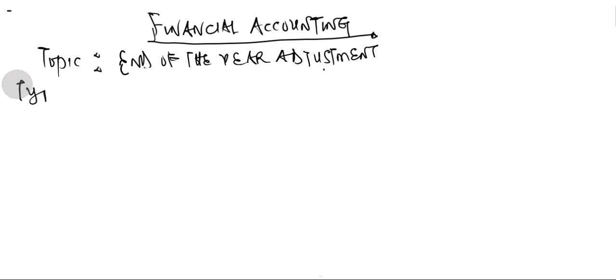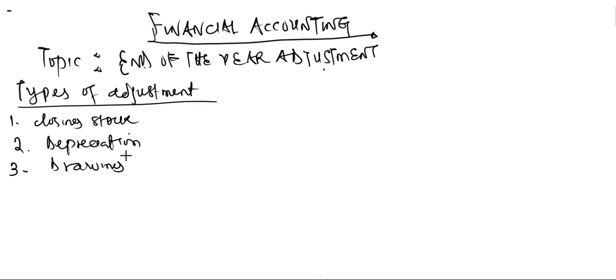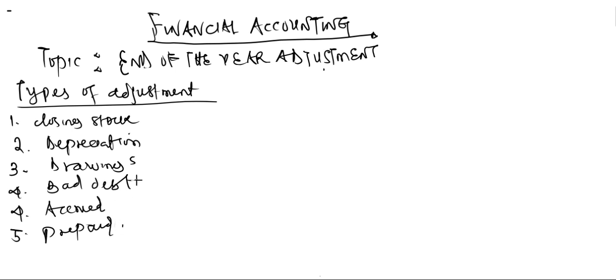So, the types of adjustments. We have the first one to be the closing stock. We have the second one to be depreciation, which is a topic on its own, known as depreciation of fixed assets. We have drawings. We have bad debt. You can also adjust bad debts. We have accrued, and we have prepaid. But I'm going to focus more on accrued and prepaid as an adjustment.